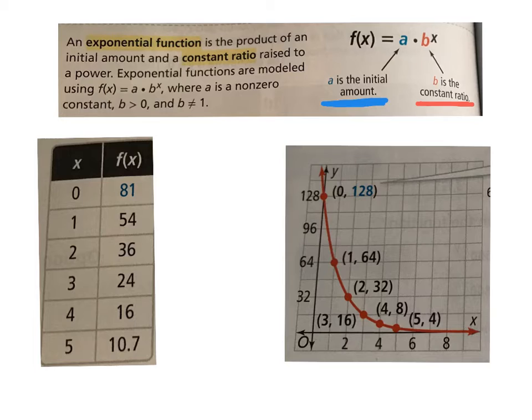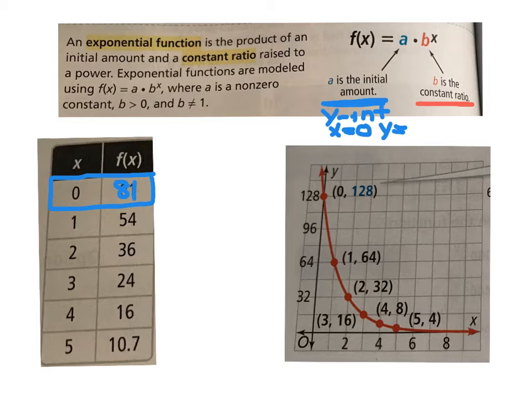So let's start by looking at our table. The initial value, we know that another way to say that is our y-intercept, or its starting amount. So when x equals 0, what does y equal? And our table actually happens to tell us that. It says right here that it's 81. So that's our initial value.